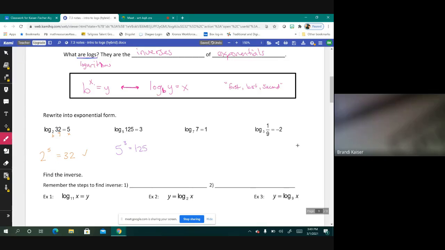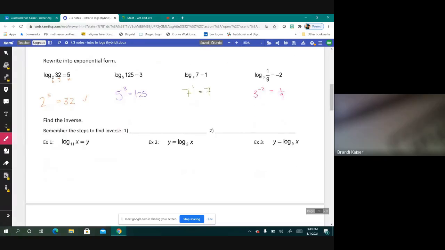Next one, log base 7 of 7 equals 1. So the base is 7, the exponent is 1, and it should equal 7, which is also true. So the last one, log base 3 of 1/9 equals -2. So my base is 3, my exponent is -2, and that should equal the 1/9. Okay, and that should check out because in the warm-up we talked about negative exponents becoming fractions. So all that looks like it's in the right order.